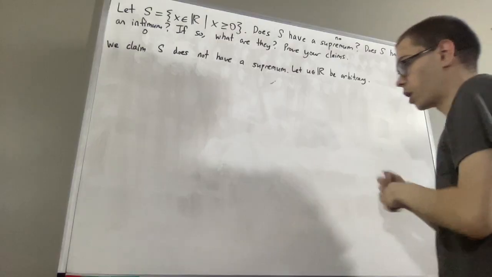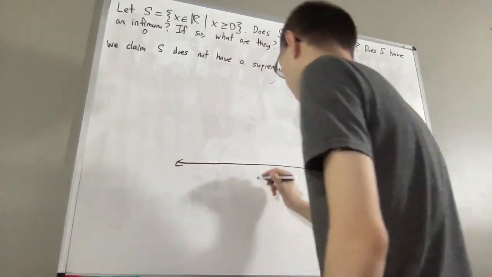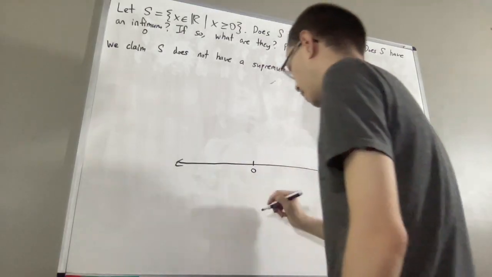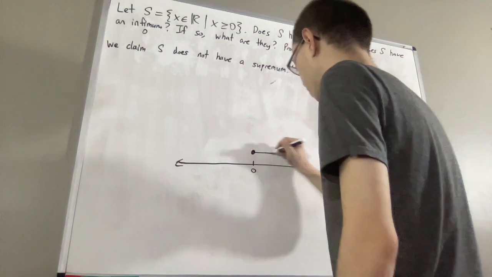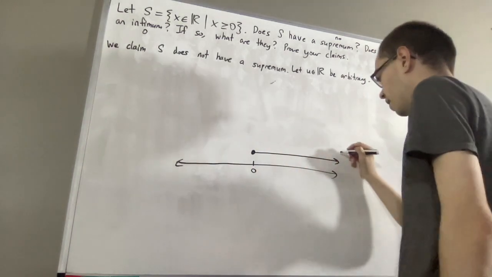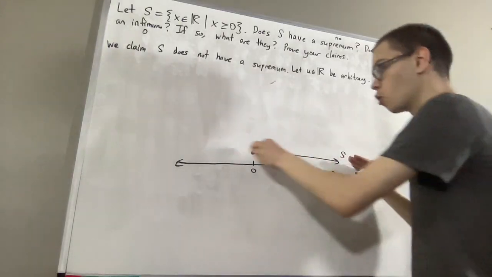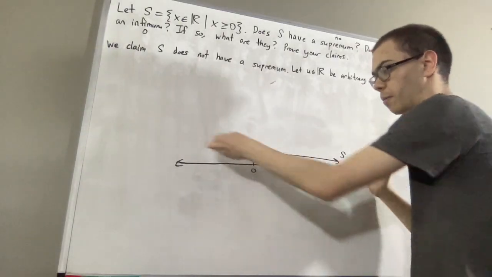Now, where is U? Well, we can imagine the number line, and we have 0 right here. And right here, starting from 0 going forever to the right, that is our set S. We don't know where U is. U is an arbitrary real number.